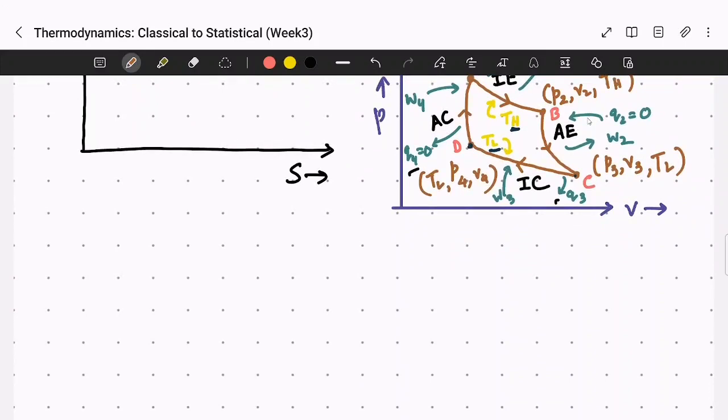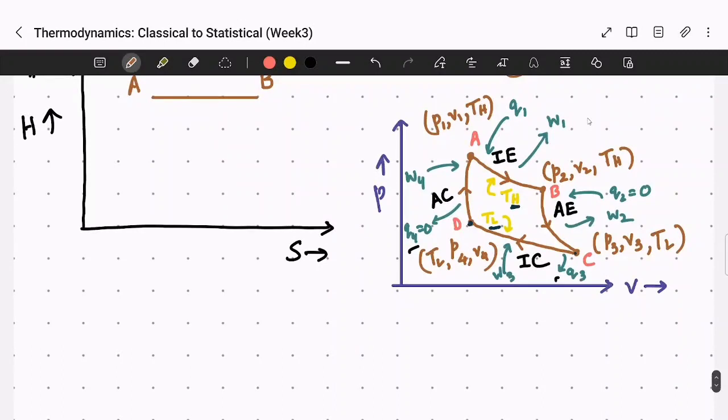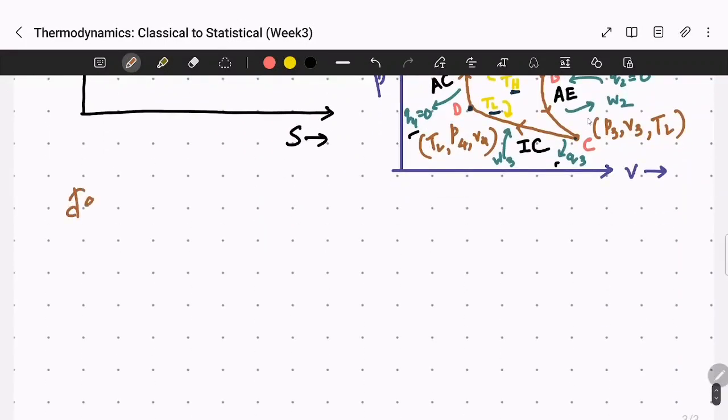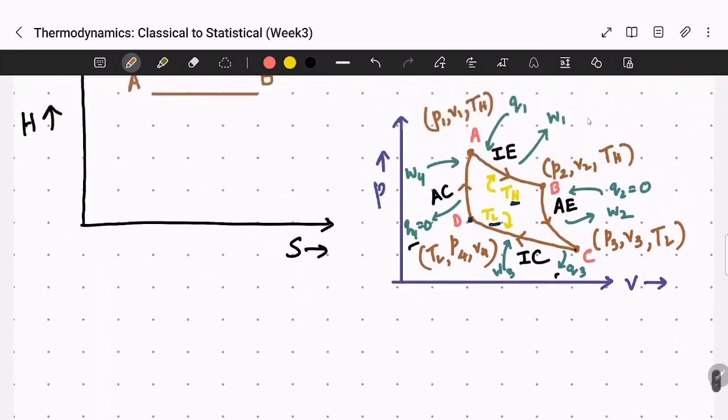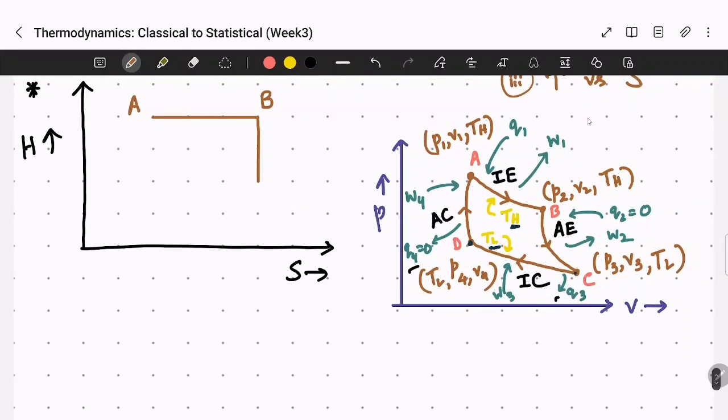Next is adiabatic expansion. For an adiabatic process, dq is 0, and dq is basically TdS, that means dS is 0. So if dS is 0, entropy will not change. For the adiabatic process, the entropy change will be 0. So this should be like this. And again, similarly for isothermal compression and adiabatic compression. So this will be our Carnot cycle in terms of H and S. That was P and V, this is H and S.